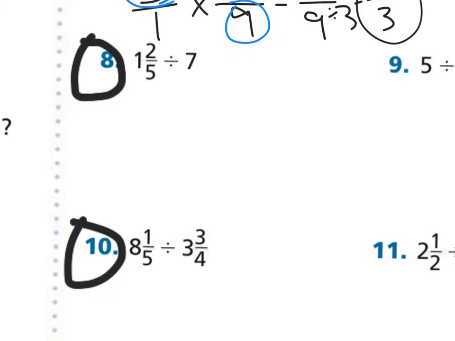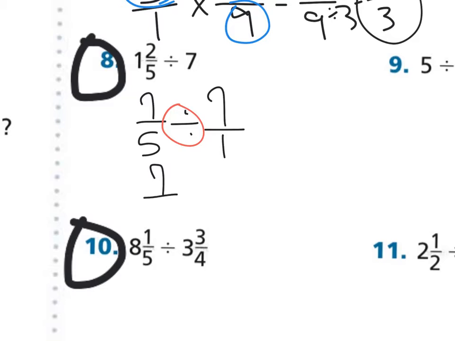Okay, we'll look at number 8. We've got 1 and 2/5 divided by 7. So we'll get some improper fractions here. First, 1 and 2/5. 1 times 5 is 5, plus 2 is 7/5. The 7 is a whole number. We can put that over 1. It's still dividing. We've got to change it to multiplication. So keep change reciprocal. Becomes 7/5 times 1/7.